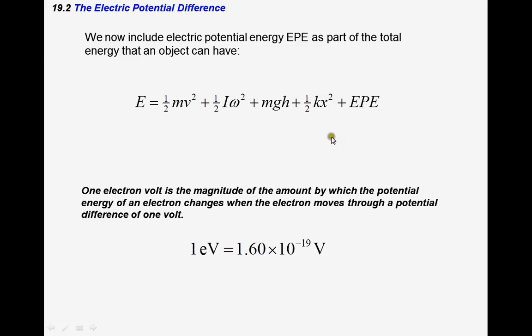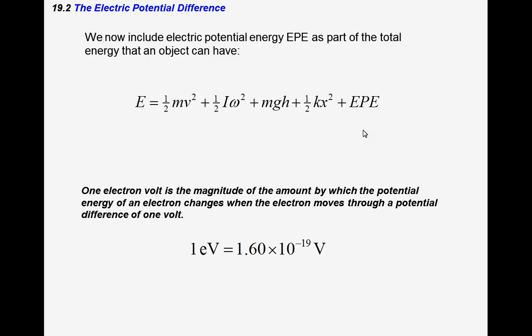Well, now, just in this basket of energies, we now have electric potential energy as another energy. These are all in joules, another type of energy that's part of this conservation of energy realm.